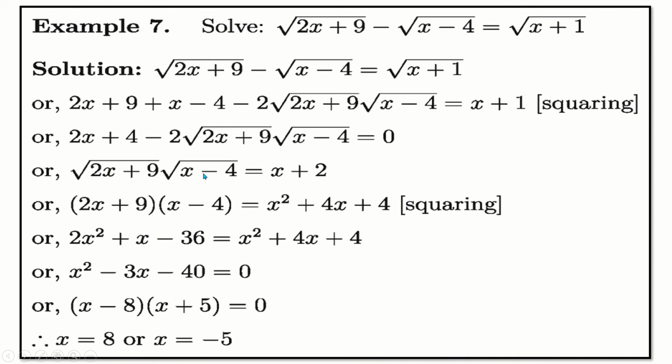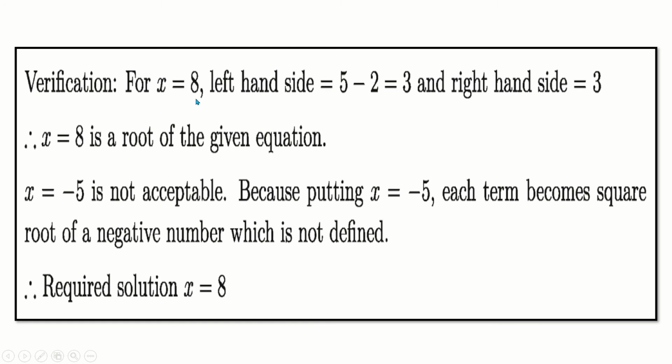After calculating, we'll get square root over this into square root over this equal to x plus 2. Again, by squaring we'll get this. Okay, and finally we'll get x is equal to 8 or x is equal to minus 5. Now verification: for x is equal to 8, left side this equals 3, right side also 3, therefore x is equal to 8 is a root of the given equation.